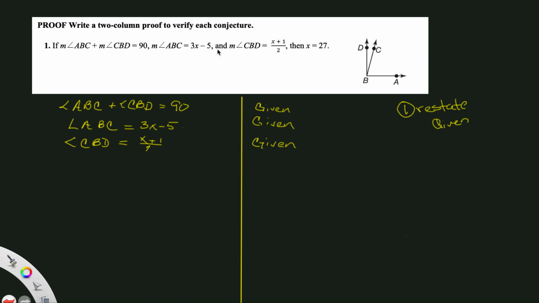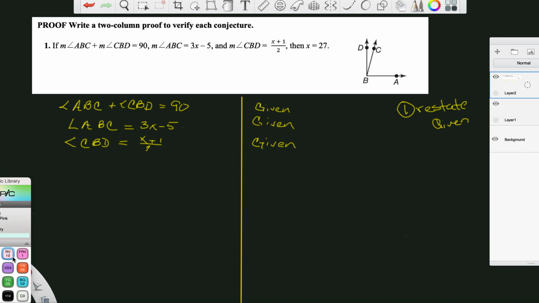Now what I'm going to do is, if this plus this equals 90, then I can go ahead and substitute 3x minus 5 and x plus 1 over 2. I'm going to keep it in yellow and say 3x minus 5 plus the quantity x plus 1 over 2 equals 90. All right, I'm just going to look at this and see what I can do. Now I'm just going to leave it alone.